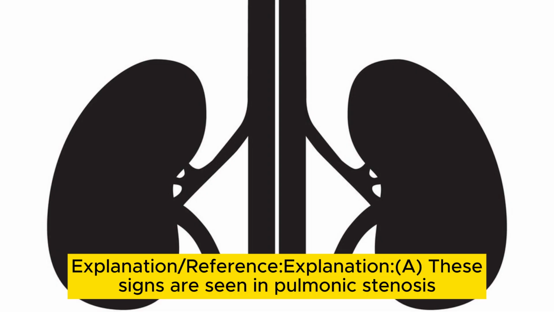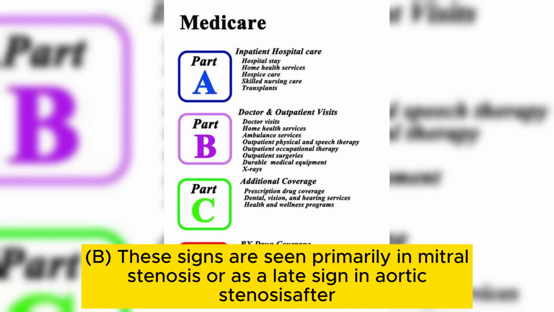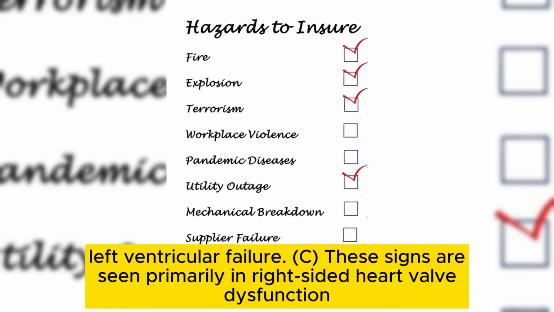Explanation. A. These signs are seen in pulmonic stenosis, or in response to pulmonary congestion and edema in mitral stenosis. B. These signs are seen primarily in mitral stenosis or as a late sign in aortic stenosis after left ventricular failure. C. These signs are seen primarily in right-sided heart valve dysfunction.